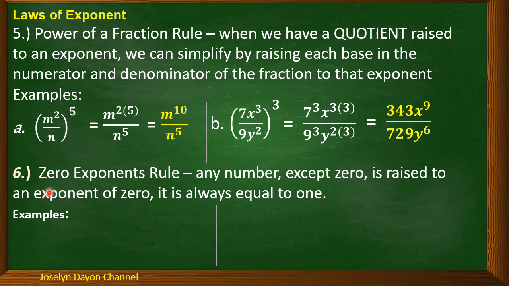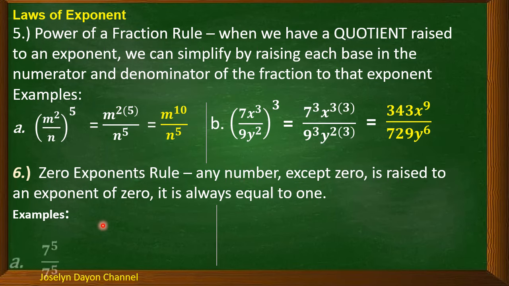Next, law of exponent, zero exponents rule. Any number except 0 that is raised to an exponent of 0 is always equal to 1. Always remember that any number, even if it is 1 million, as long as it is raised to the power of 0, the answer is always 1. But remember, 0 to the power of 0 is undefined. So that's why there is an exemption of 0 to the power of 0.